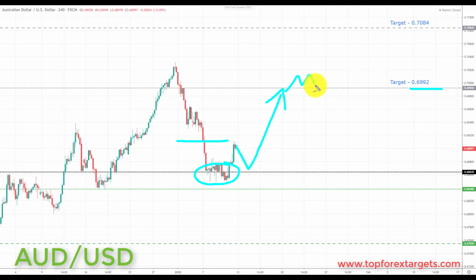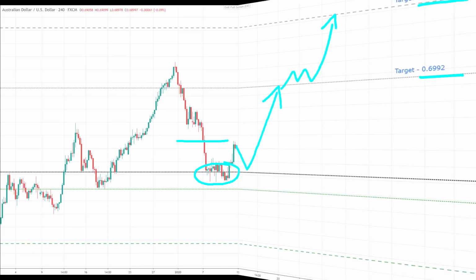And if we can get a breakthrough here, we're going to be looking up towards the next key area of resistance to the upside, and target 2 at the 0.7084.